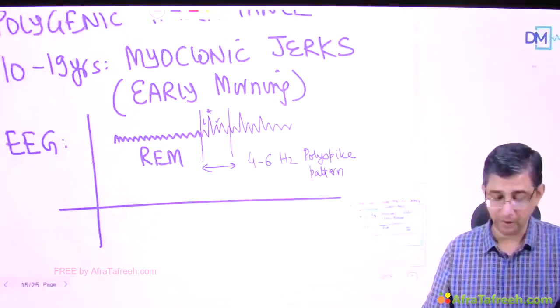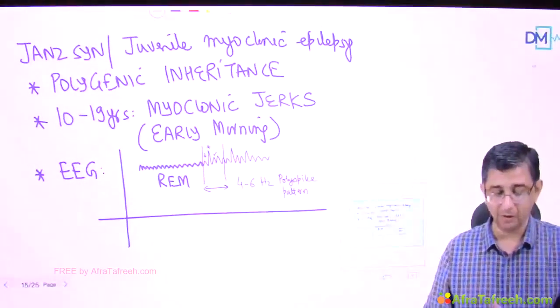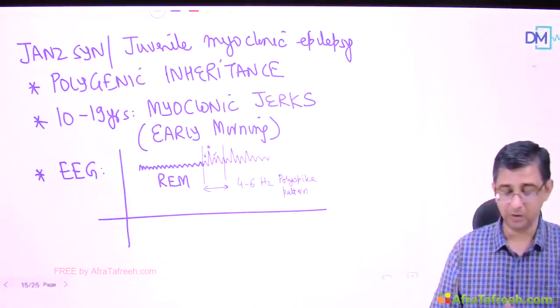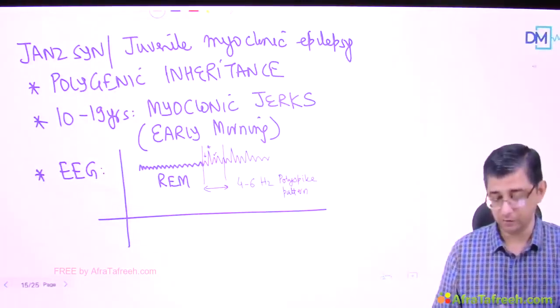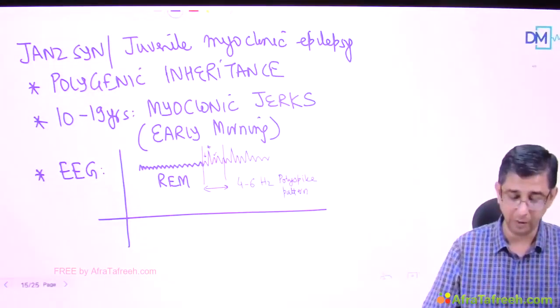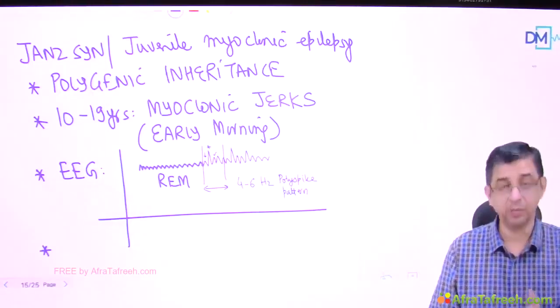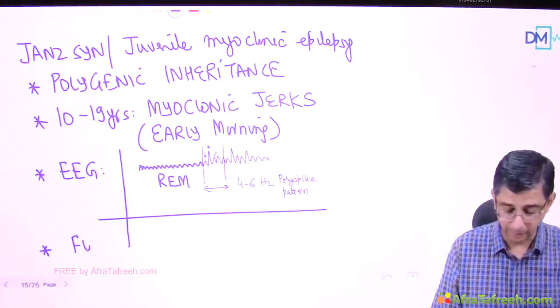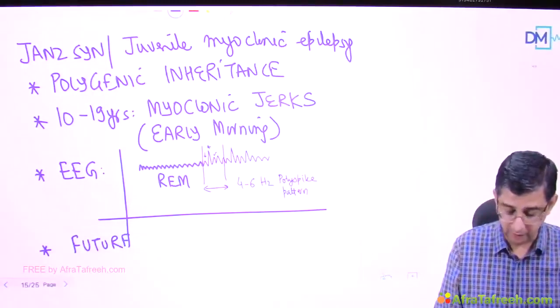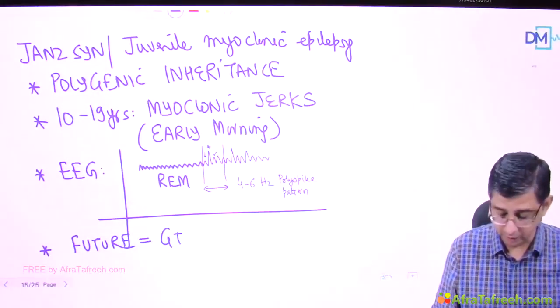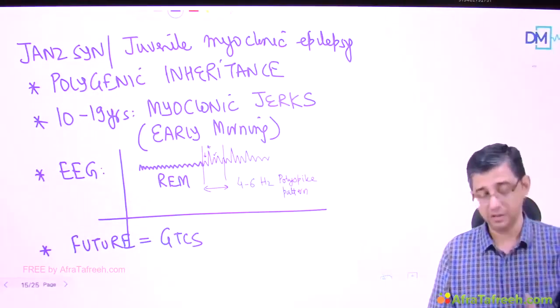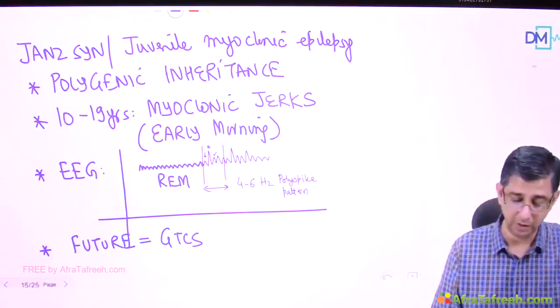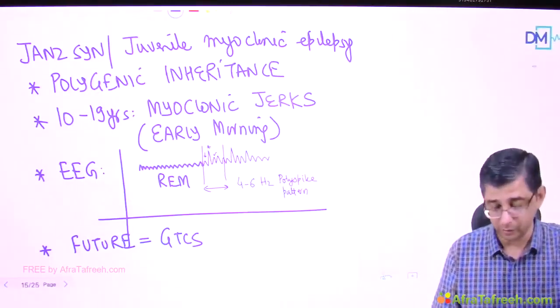So the clinical part is important in this question, where the patient would be having myoclonic jerks, especially in the early morning hours, and this 4 to 6 Hz polyspike pattern will help you in identifying and telling the parents that I have bad news for you. The mother says, what can be worse than this? You will tell her that in future your child will develop GTCS. This is itself a question. What is the presentation of Janz's syndrome? It is myoclonic jerks. What is the future presentation? There is GTCS.